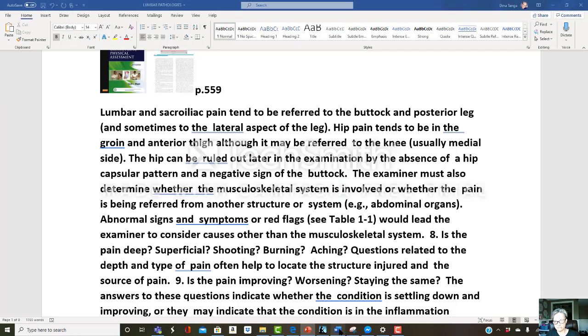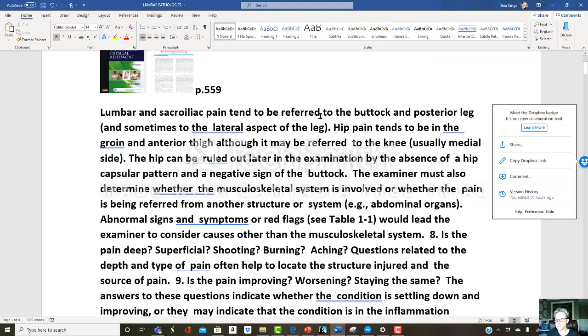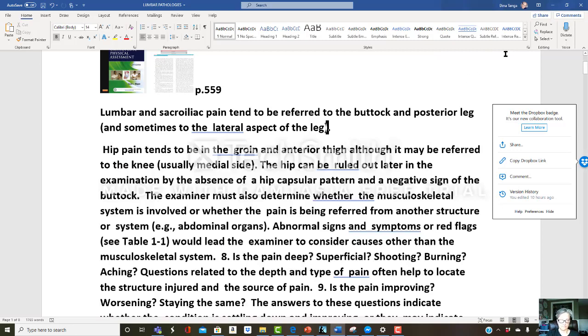So let's go to the Word doc and listen to the reading. Page 559. Lumbar and sacroiliac pain tend to be referred to the buttock and posterior leg, and sometimes to the lateral aspect of the leg. Hip pain tends to be in the groin and anterior thigh, although it may be referred to the knee, usually the medial side. The hip can be ruled out later in the examination by the absence of a hip capsular pattern and a negative sign of the buttock.